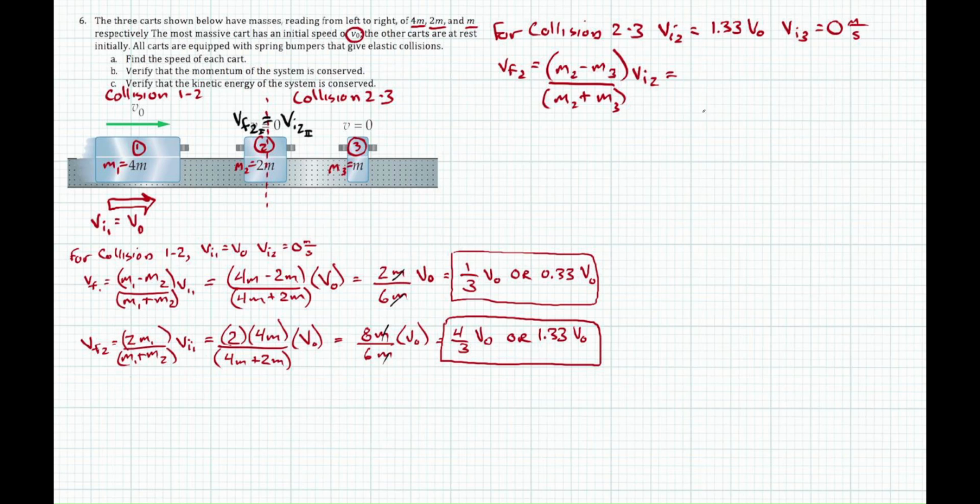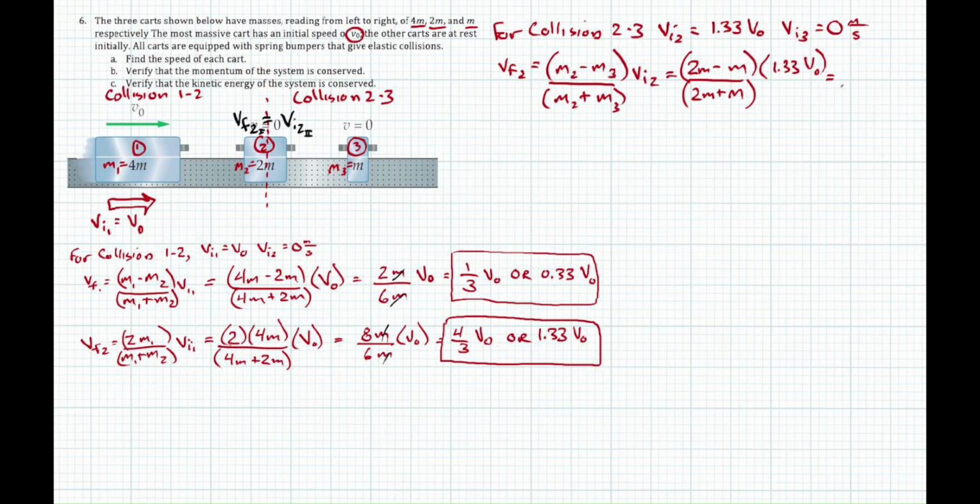So that simplifies to 2m minus m over 2m plus m times the initial velocity of object 2, which is 1.33 VO. I'm definitely going to be running out of space here, but that's all right.